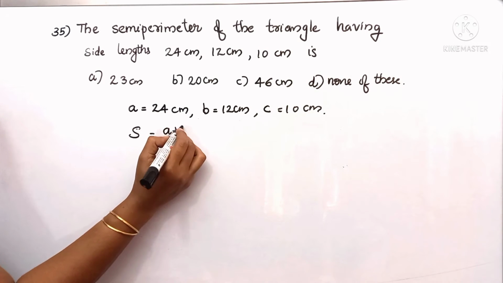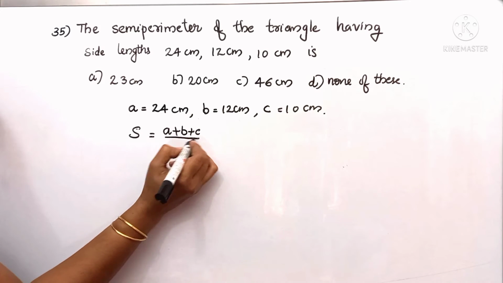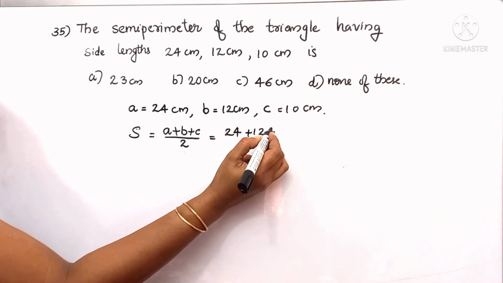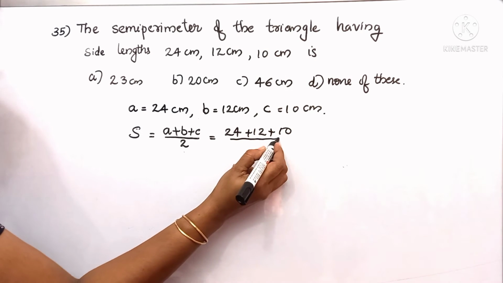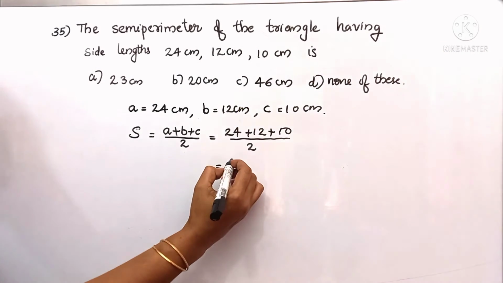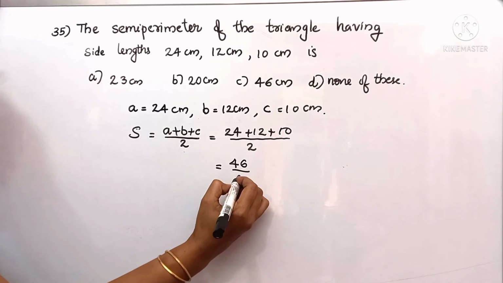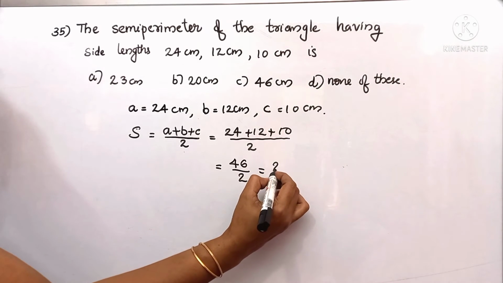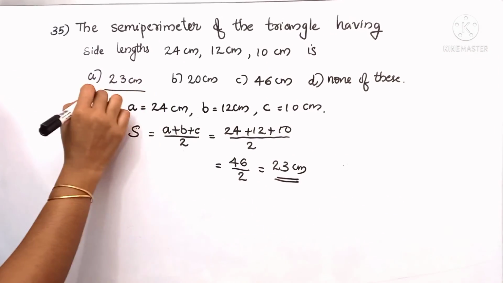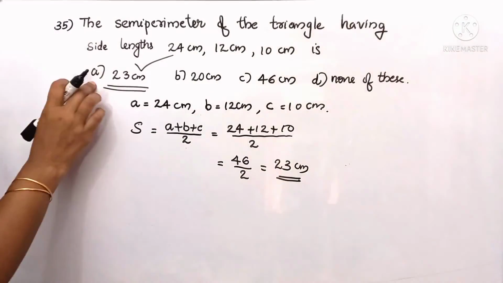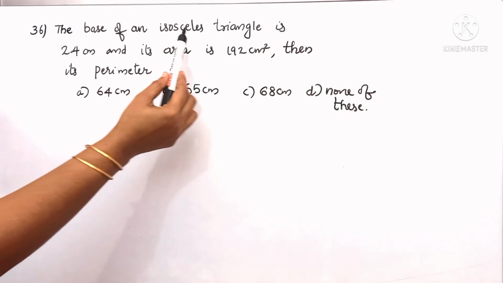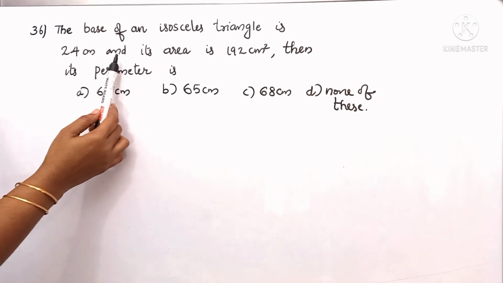We know the semi-perimeter is (a plus b plus c) by 2. Adding these three, 24 plus 12 plus 10 divided by 2. 24 plus 12 is 36, plus 10 is 46. 46 by 2, half of 46 is 23. 23 centimeter is the answer. Here it is option A, given as 23. The answer is option A.